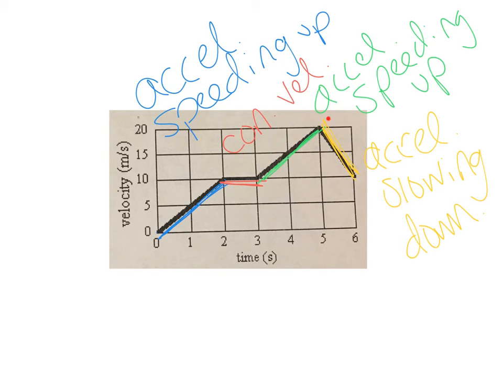So this yellow section here, you have acceleration, but since it's sloping down, or a negative slope, it would have a negative acceleration there. So I hope this helps you answer questions 3 and 4 and better understand this graph.